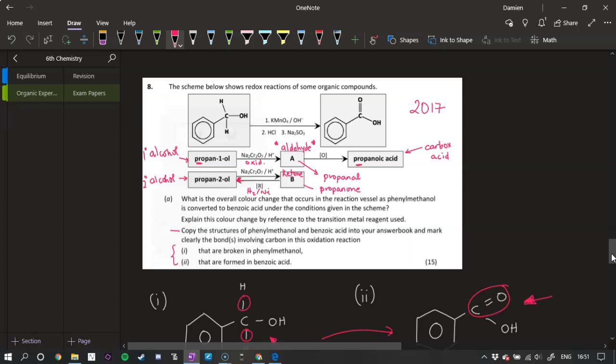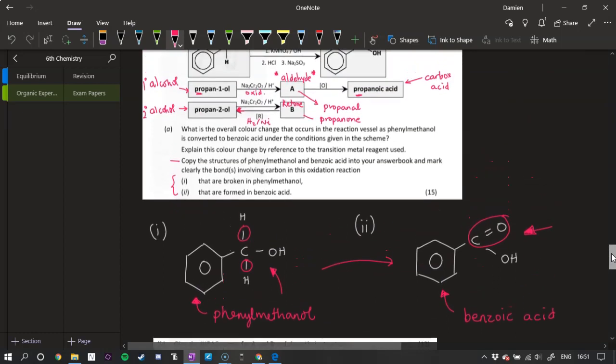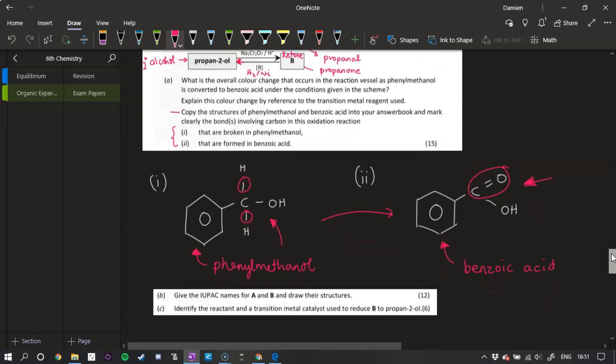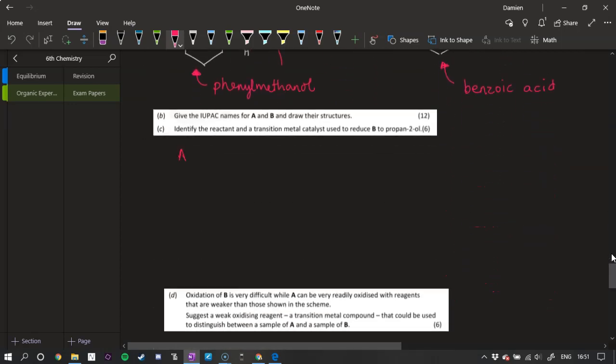So before we've answered any questions, we've filled in all the gaps that we've come up with, and this should make our questions a little bit easier. So let's skim down through it. Give the IUPAC names for A and B and draw their structures. So A is going to be propanal and B is propanone.